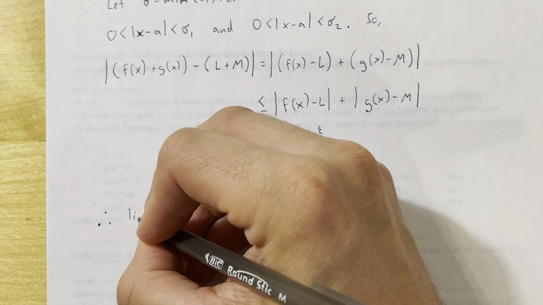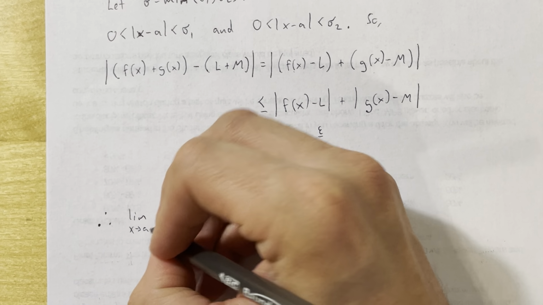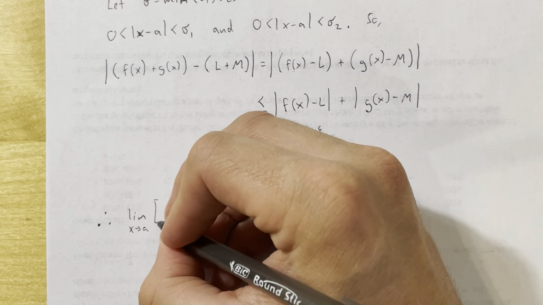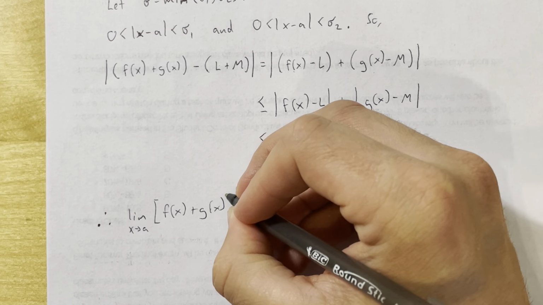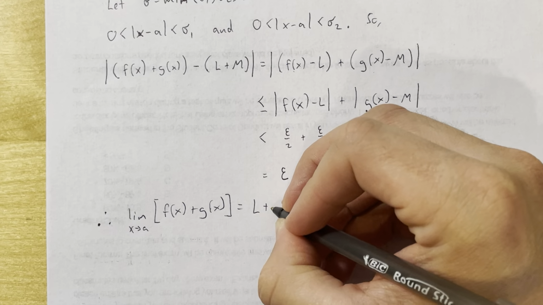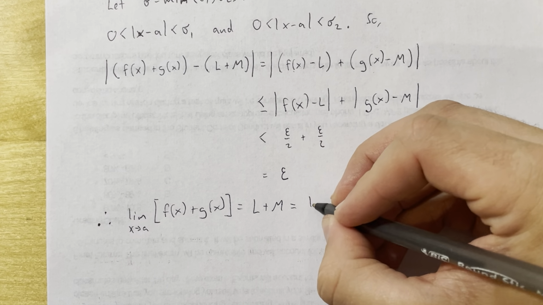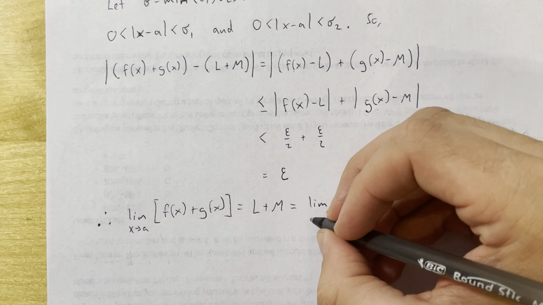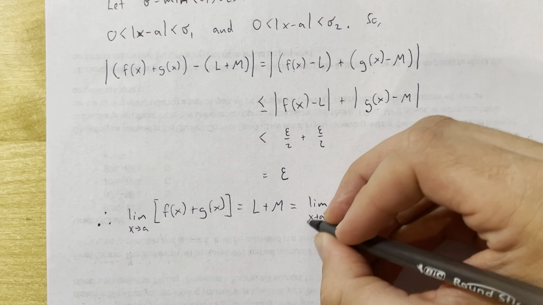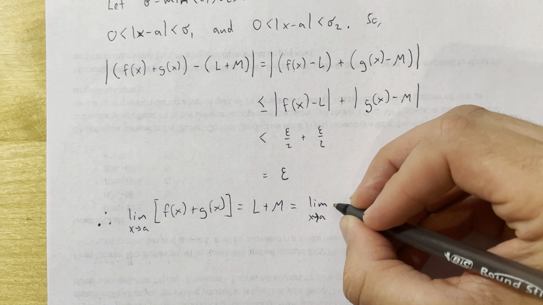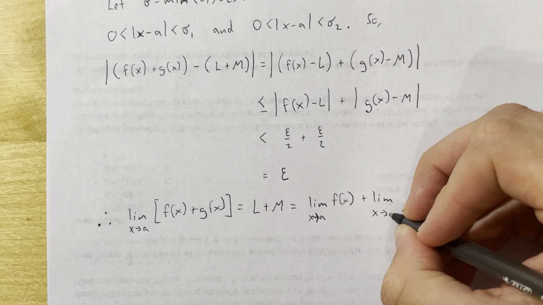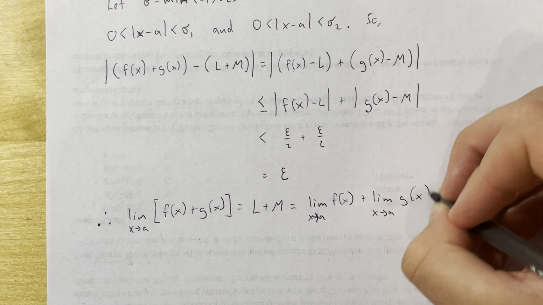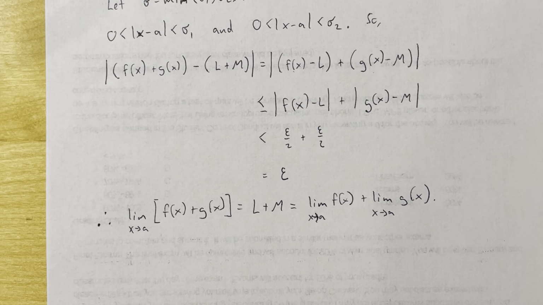Therefore, the limit as x approaches a of f of x plus g of x is equal to L plus m. But by the definition of where we got L and m in the first place, that's the limit as x approaches a of f of x plus the limit as x approaches a of g of x. And that's what we were setting out to prove in the first place.